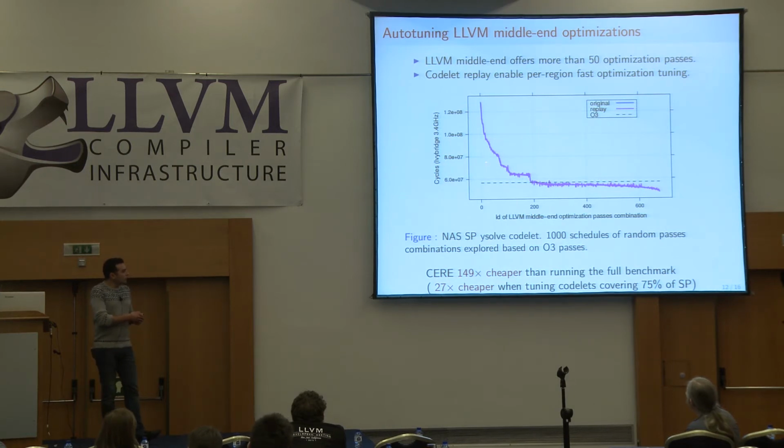Executing this region is 150 times faster than running the full SP benchmark, but this approach also allows us to create what we call a hybrid binary. It means a binary where each hotspot has been compiled with its best flag.